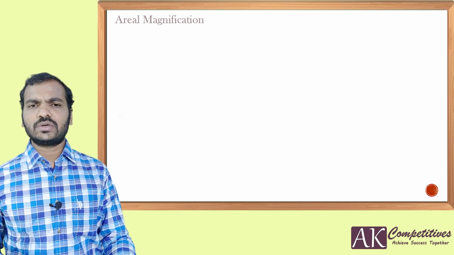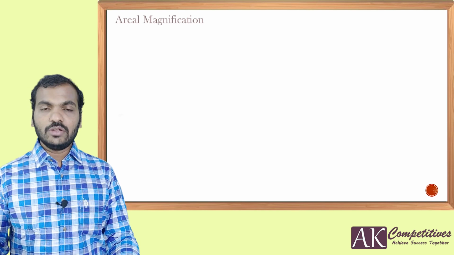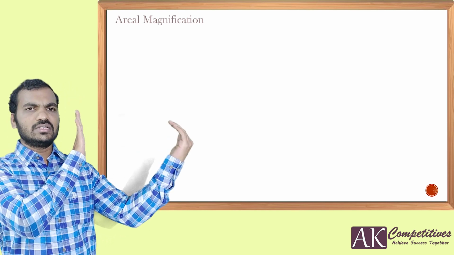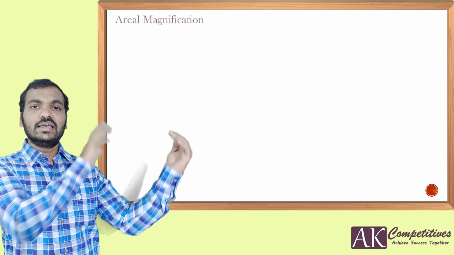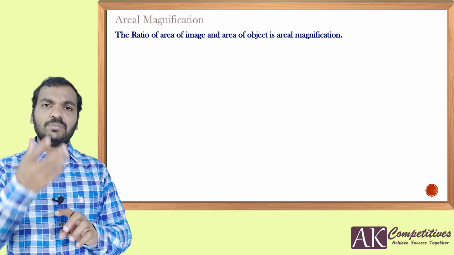Okay, let us move to the next one, areal magnification. What do you mean by areal magnification? When you keep a two-dimensional object, like a plane, in front of a mirror, this is the mirror, and you keep the object like this, how are you going to find the image? Same thing again, you can keep the area in two ways.